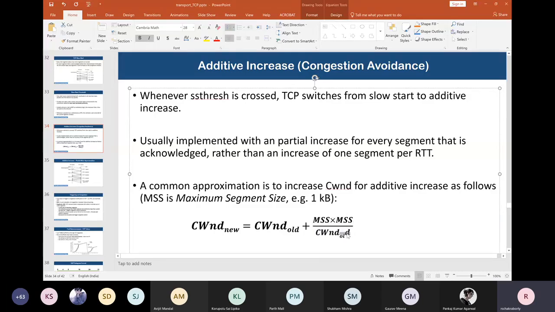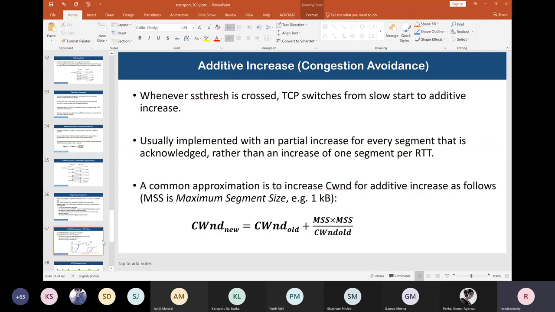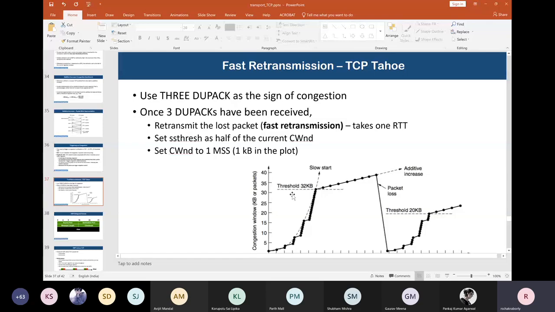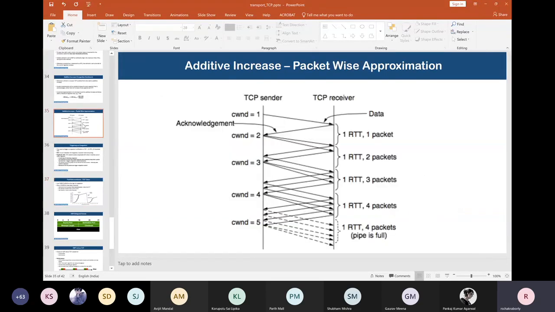Anyways, it's okay. In this case the MSS is 1 kilobyte. So that gives this type of plot. What is the resultant timing diagram? Now there is an additive increase in CWND.